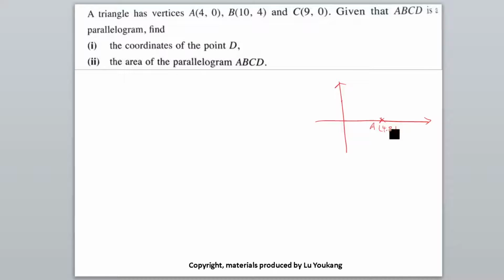Because the best way to do a question is try not to put everything in your brain. Try to put everything onto a paper so that you don't have so much workload in your brain, so your brain can think better. So I have drawn A, B, and C.